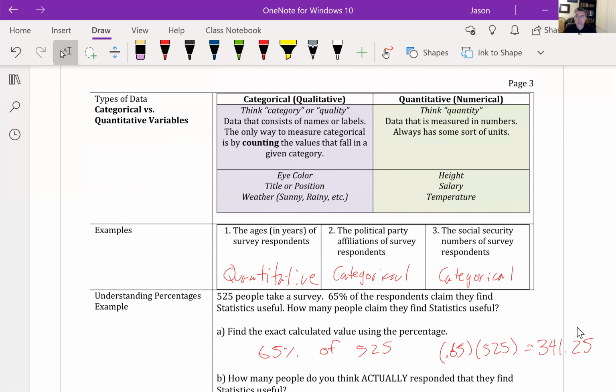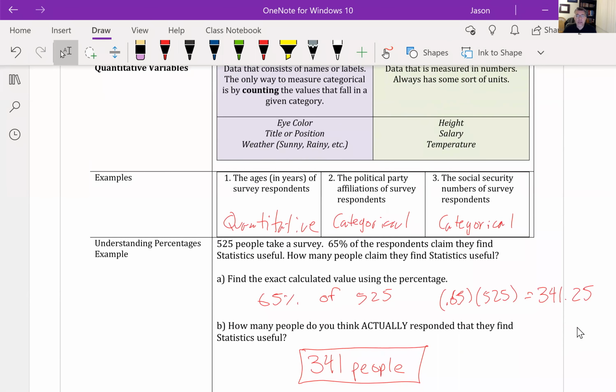Okay, some types of data are categorical or categories, or qualitative we call it, and some are numerical or quantitative. Okay, so the ages in years of survey respondents, is that qualitative or quantitative? That is a number. That is a quantitative amount, it's a quantity. The political party affiliations of survey respondents, that's categorical, or qualitative.